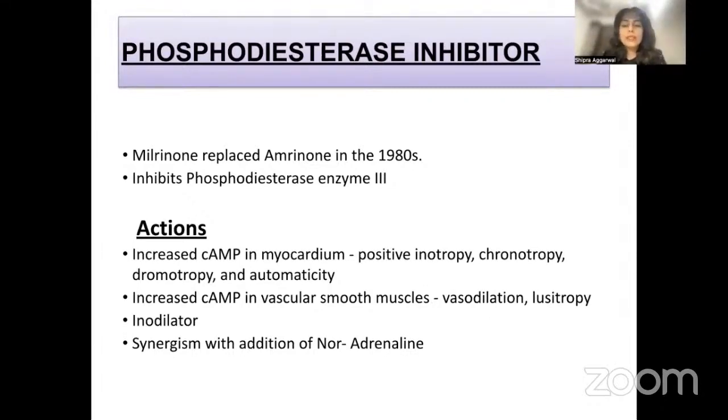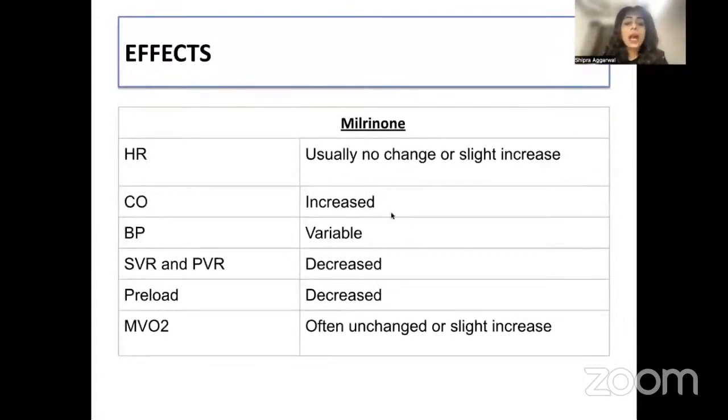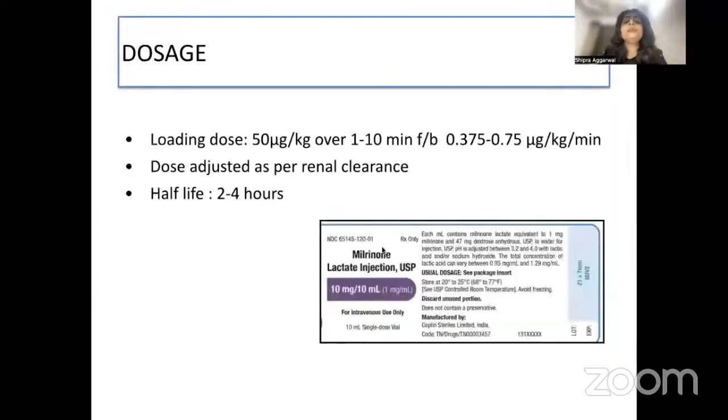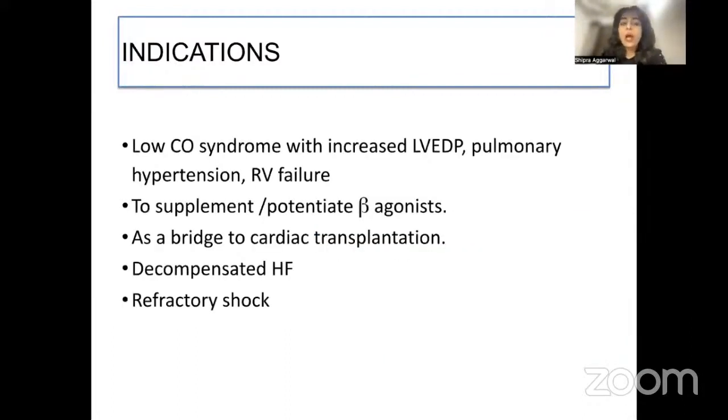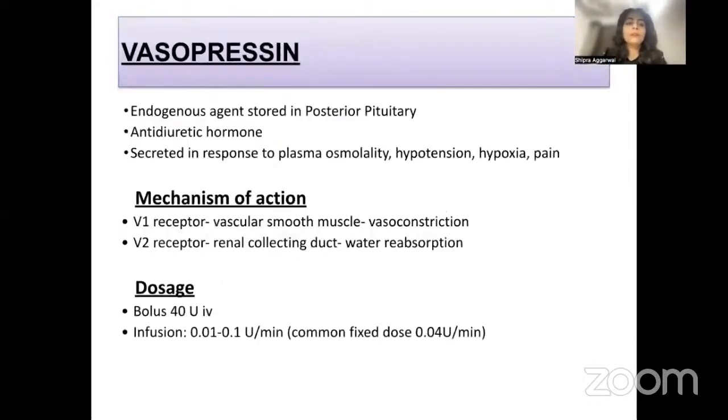So, the best effects of phosphodiesterase 3 inhibitors will be with the addition of noradrenaline. So, it will result in increased cardiac output and contractility of the heart, along with a decrease in systemic and peripheral vascular resistance. The loading dose of milrinone is 50 mics per kg over 10 minutes, followed by an infusion of 0.3 to 0.75 mics per kg per minute. Remember that it has a long half-life of 2 to 4 hours and the dose has to be adjusted as per the creatinine clearance. It is available in a concentration of 1 mg per ml as milrinone lactate injection. The indications are basically low cardiac output syndrome with increased left ventricular end diastolic pressure and also in decompensated heart failure and refractory shock patients.